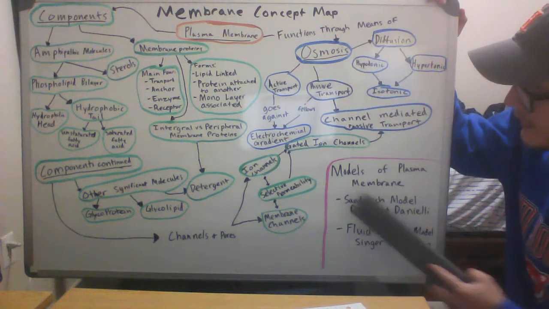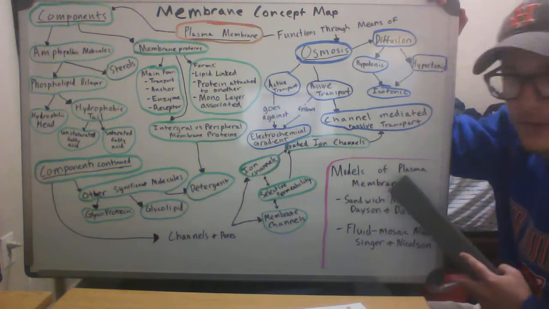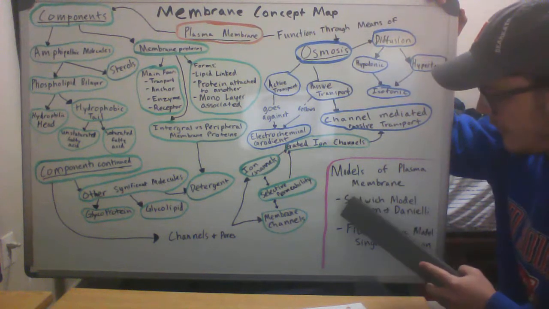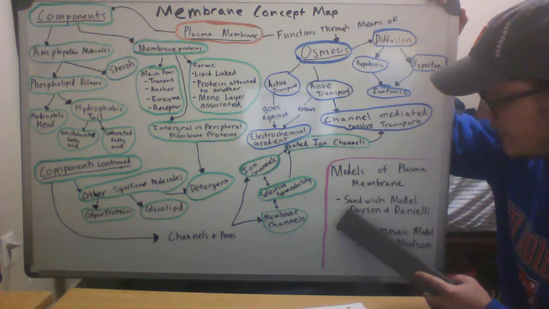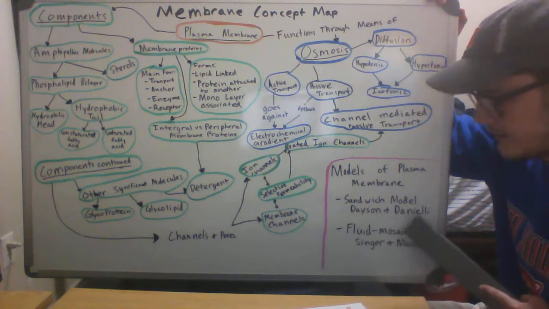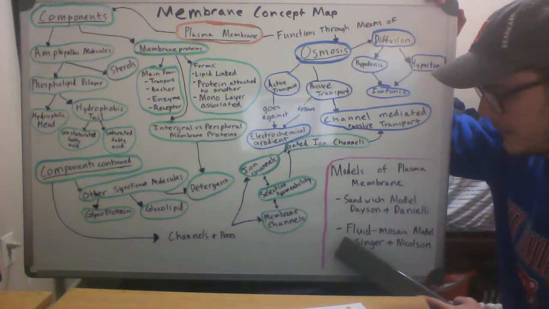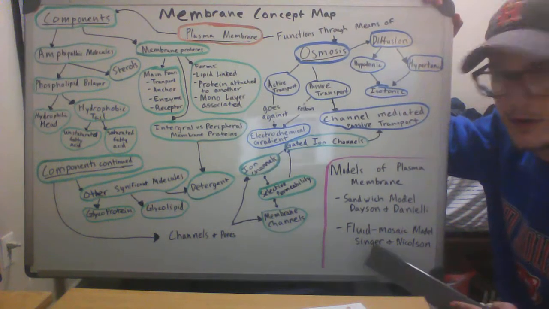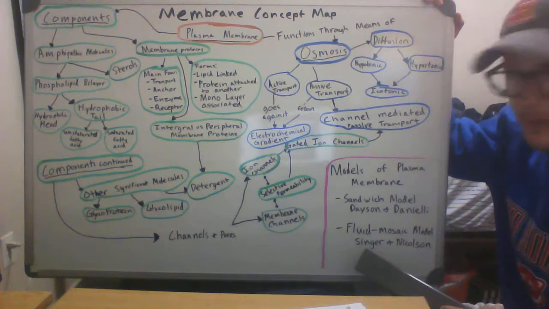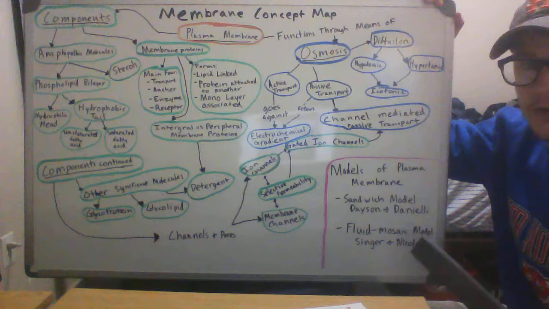And finally over here we have our models of plasma membrane. One of them is called the Sandwich Model by Davson and Danielli. And then over here at the very bottom we have the Fluid Mosaic Model by Singer and Nicolson.